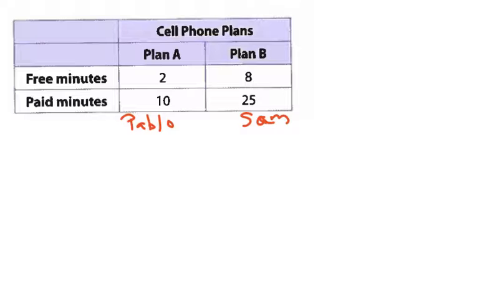Pablo has plan A and Sam has plan B. The problem asks what is Pablo's ratio of free to paid minutes and what is Sam's ratio of free to paid minutes. I tell you in there to use the WKU strategy to show your work, but you might not need the U. And your answer should be in simplest form.